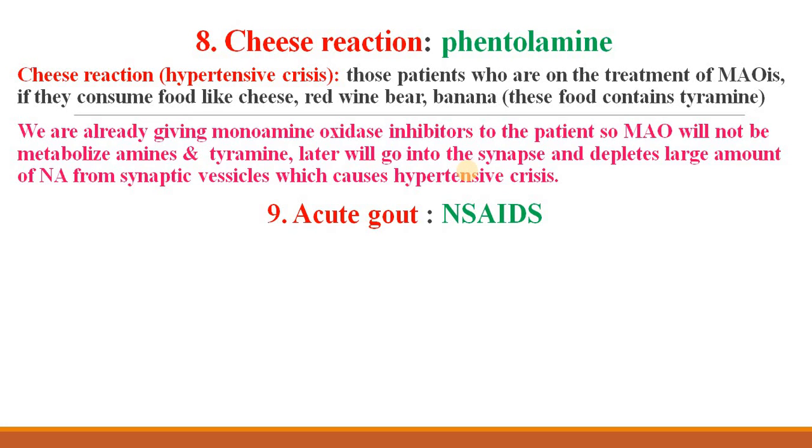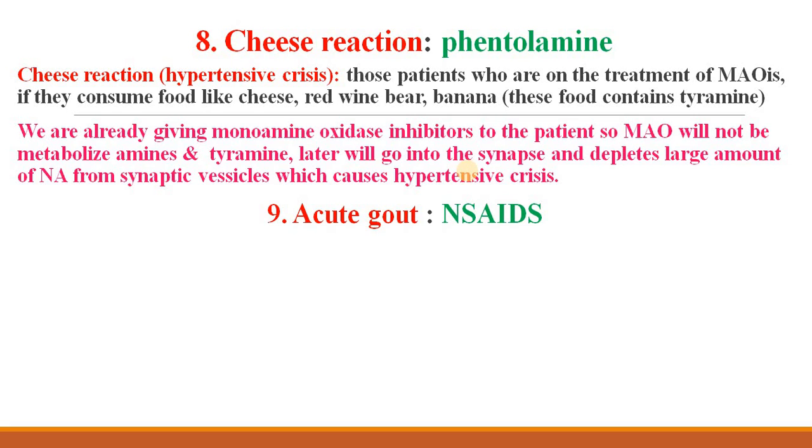Okay, these foods contain an amine known as tyramine. Now I will explain what exactly happens in the reaction, and why there are such hypertensive cases. Suppose a patient is on a monoamine oxidase inhibitor. That means the monoamine oxidase enzyme will be inhibited in his body.